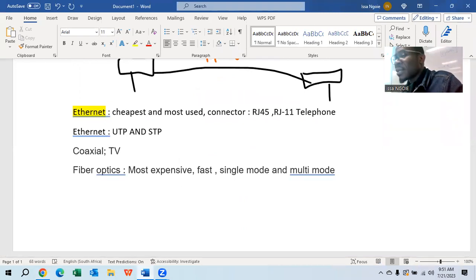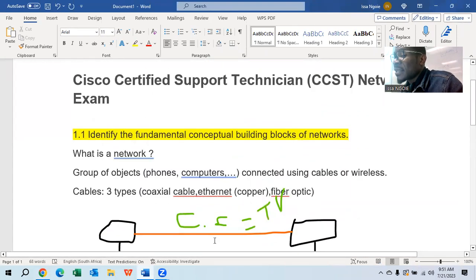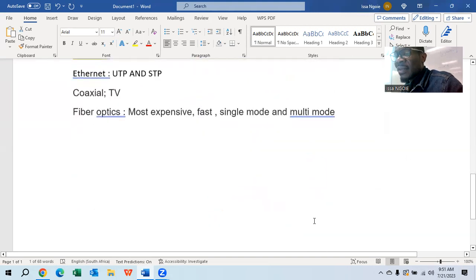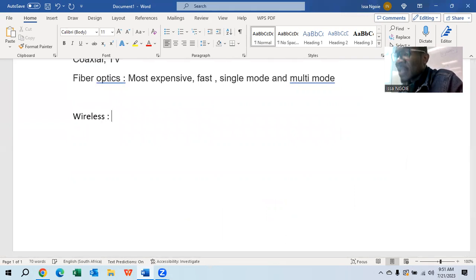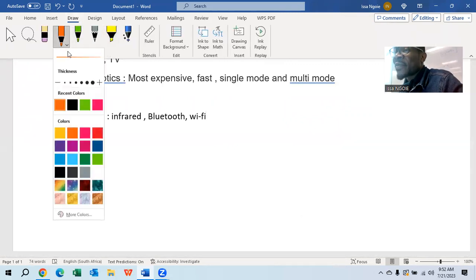We spoke about the 3 types of cables, but remember that you can also create your network using wireless. From a wireless perspective, you have to understand that we have infrared, Bluetooth, and Wi-Fi. So you can have your network.